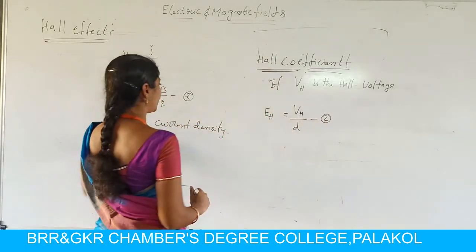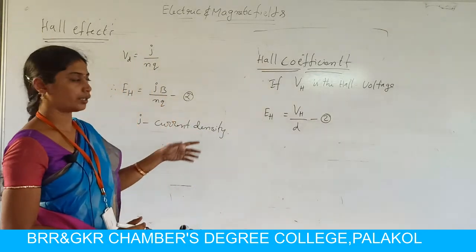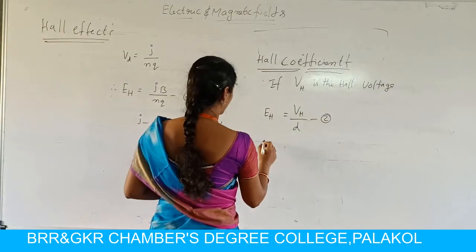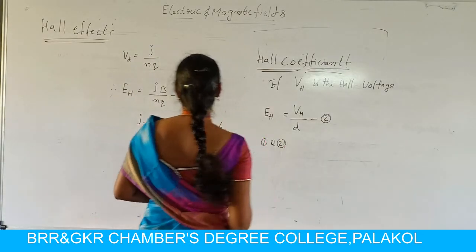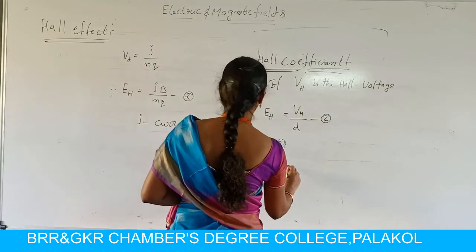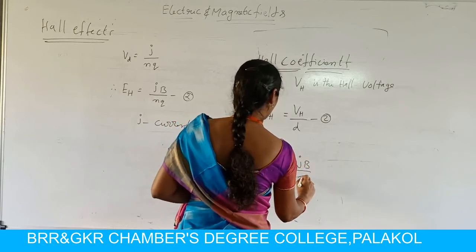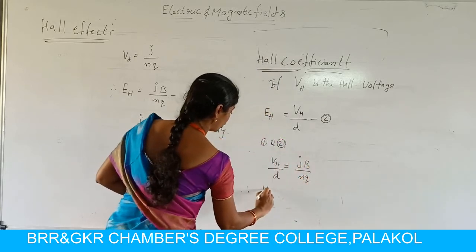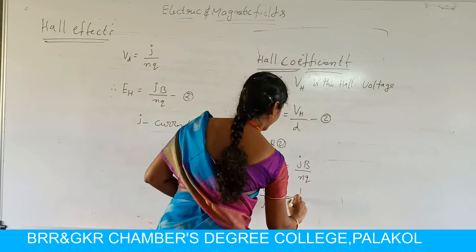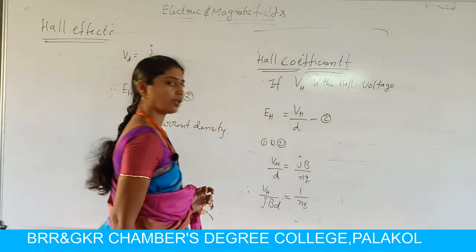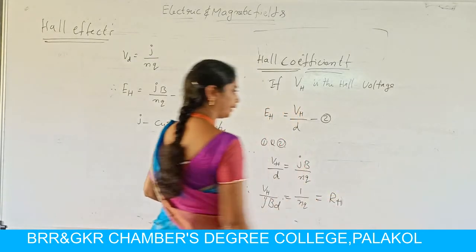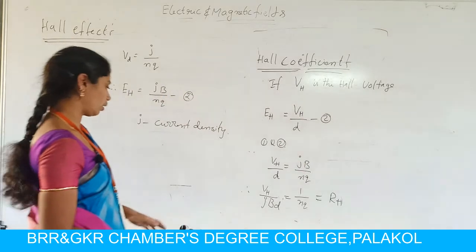Hence we consider this as equation 2. We already have the E_H value, which is J B by nq, and in equation 2 the Hall electric field is related with the Hall voltage. By equating these two equations, we have V_H by d equivalent to J B by nq. Then V_H by J B d is equivalent to 1 by nq, which is the Hall coefficient. The Hall coefficient is indicated with the letter R_H.